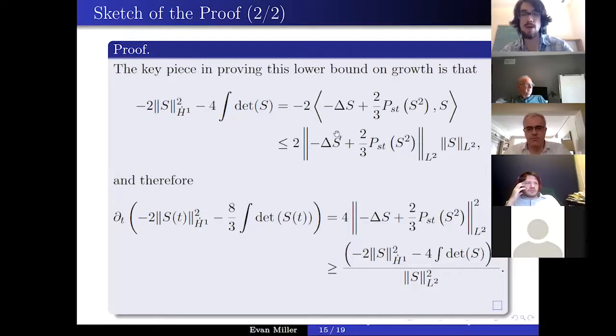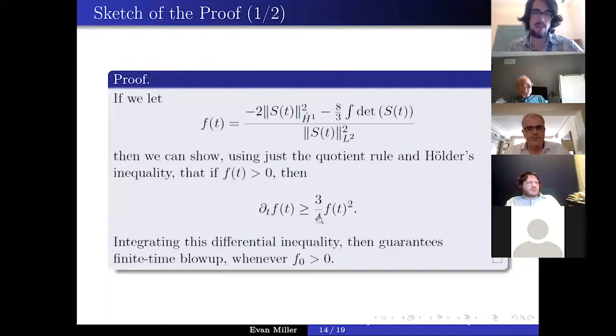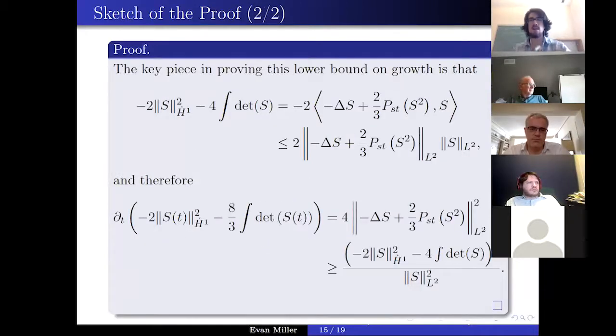Then applying the inequality above, we can say that this quantity is greater than or equal to minus 2 the H1 norm squared minus 4 determinant of S, quantity squared, over the L2 norm of S squared. And this is where our quadratic blowup is coming from, right? The derivative of this quantity is bounded below by this squared. With a little bit more algebra, these are the two key steps. The rest of it is just bookkeeping with coefficients. And that gives us finite time blowup. In particular, that's what gives us that the derivative of f of t is greater than or equal to 3/4 f of t squared. Okay, so that's nice.